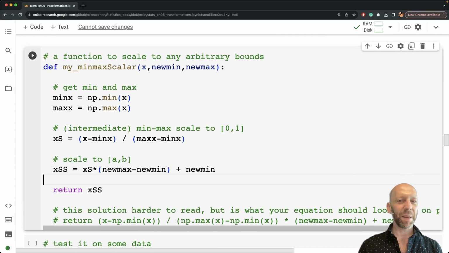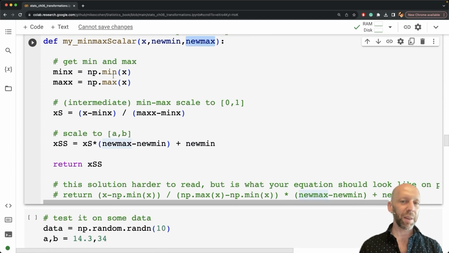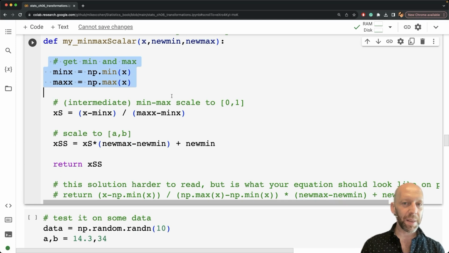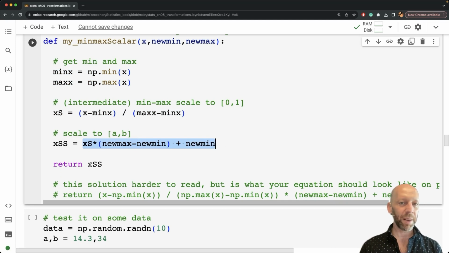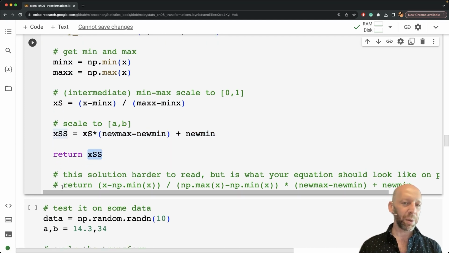Okay, so here I have the function that does the scaling. You can see it takes a data set as input, the desired output minimum, the desired output maximum, and then here is the scaling to 0 to 1, and then I scale to the new arbitrary range, and then I just return that. And you can implement this whole function in one line.